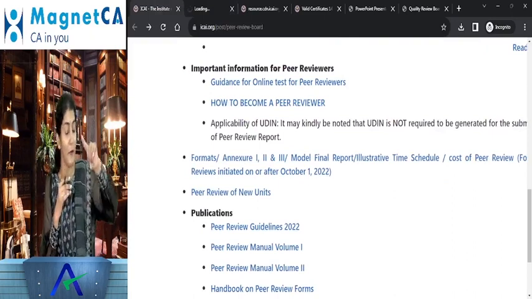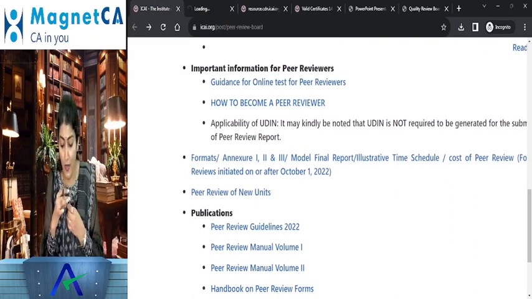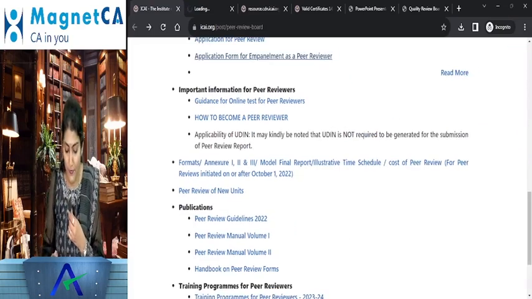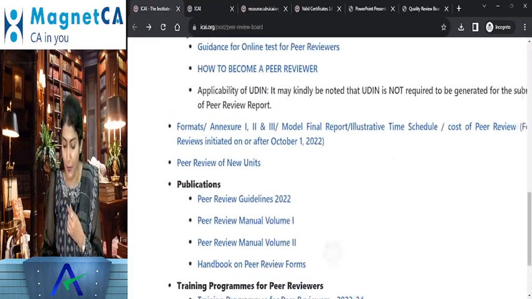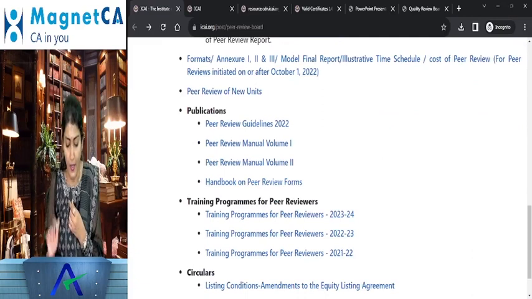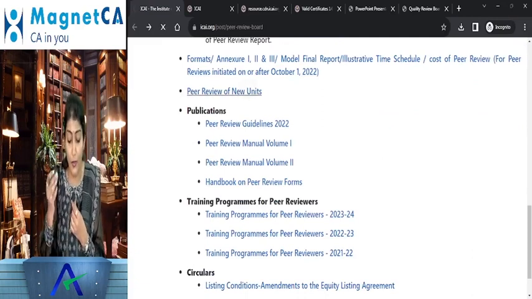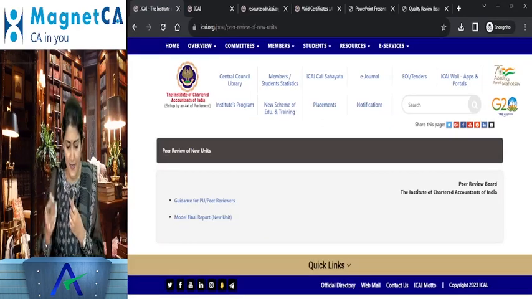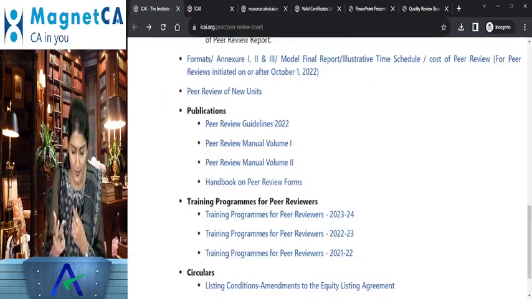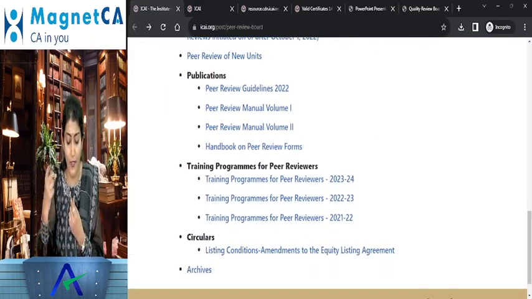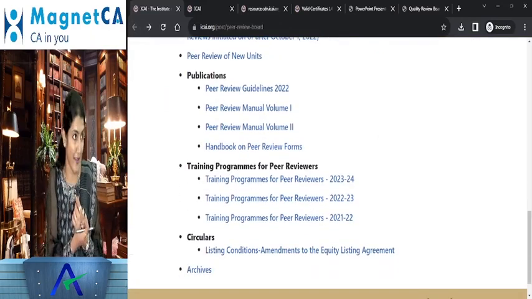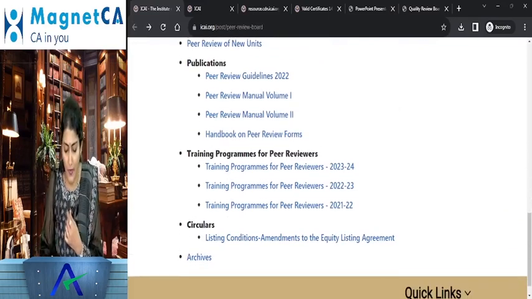Right, for becoming a peer reviewer. Then how to become a peer reviewer. Then you also have the formats, the model final report, the time schedule for conducting the peer review. Then the peer review of a new unit, which has just been in operation for the last 1 year. That is, you just started your practice. So, peer review of the new units.